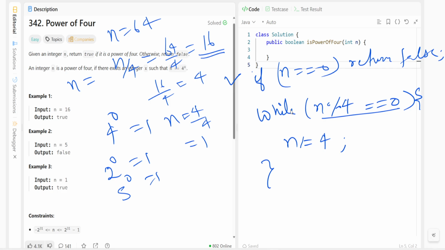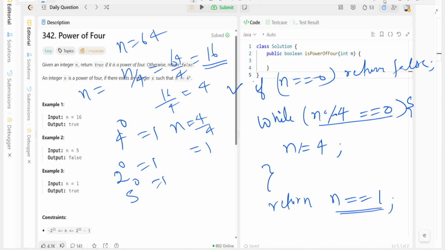So here, once this is done, we just need to make a condition. What is the condition? If it is divisible, we are done. So 1 is divisible by 4? No, it means the value will not continue. You just need to return n, but return n only if it is equal to 1. If it is equal to 1, return true. If it is not equal to 1, it will return false. Understanding? So it is very easy.